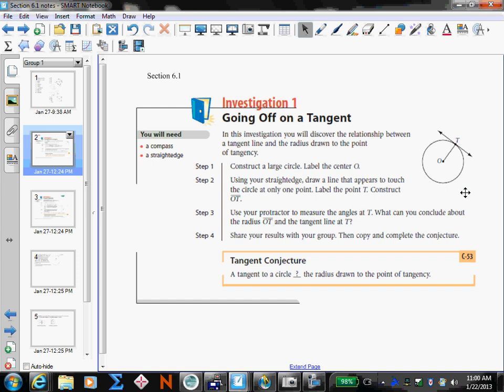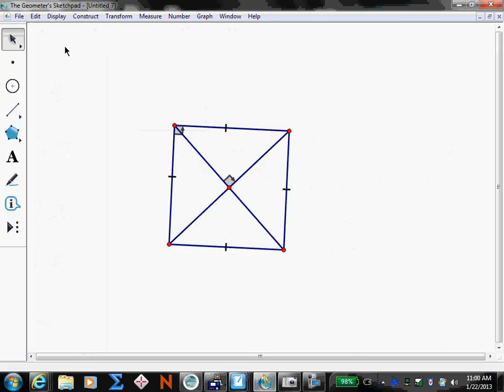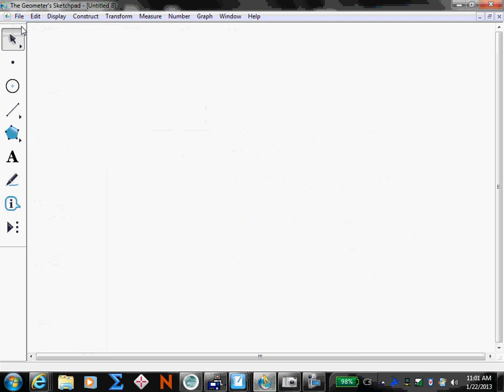So if you remember from your definitions from chapter 1, a tangent to a circle is a line that touches a circle at only one point. So the first thing we are going to do is draw or make a circle in Sketchpad and then make a tangent. So let's open up Sketchpad. And we will start with a circle.